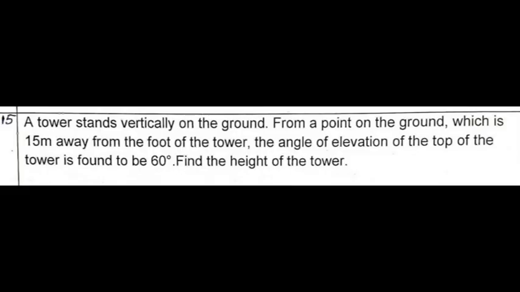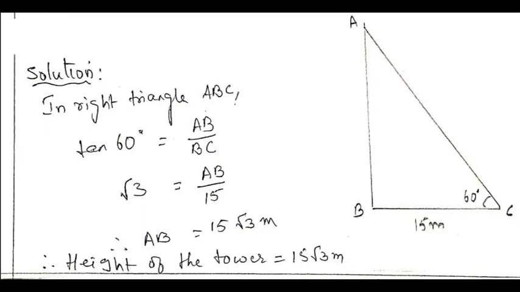Question number 15. A tower stands vertically on the ground. From a point on the ground which is 15 meter away from the foot of the tower, the angle of elevation of the top of the tower is found to be 60 degree. Find the height of the tower. So take tan 60 is equal to AB by BC, and you get height of the tower is equal to 15 root 3 meter.